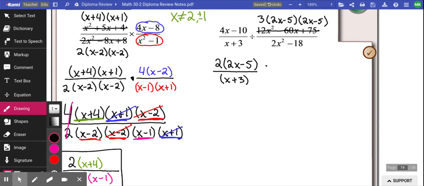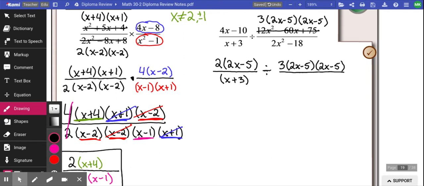Then I have divide by. And I've already factored the top for you, so it's 3, 2x minus 5, 2x minus 5. Again, you will not have to factor a trinomial on your diploma exam if you don't want to. Okay, I'll show you in the future a spot where we might have to, and how you could avoid doing it if you wanted to avoid doing it.